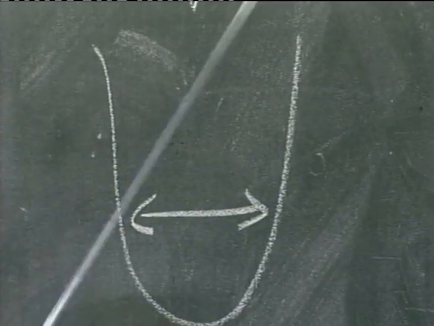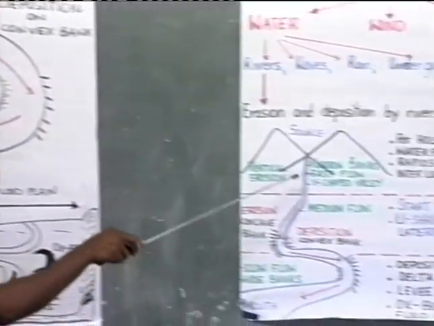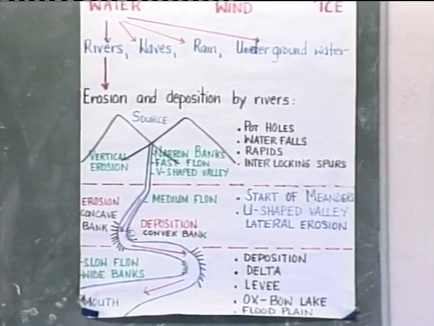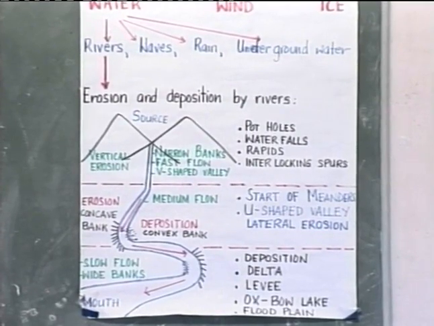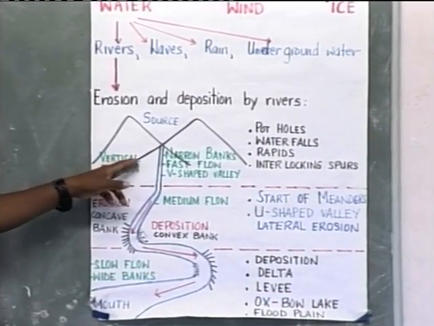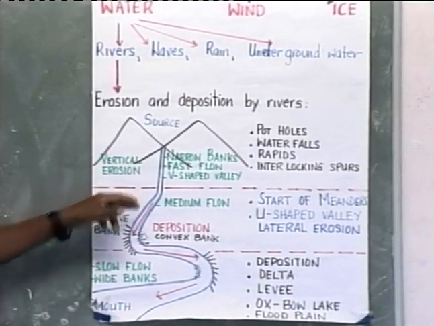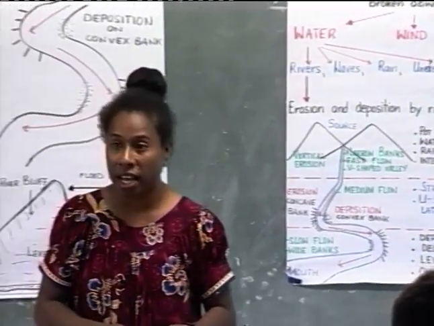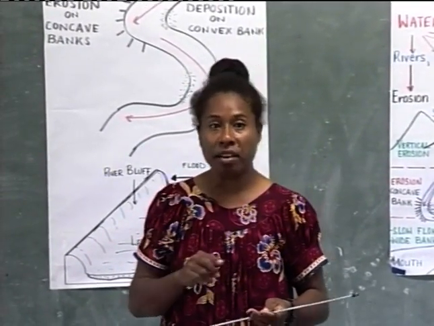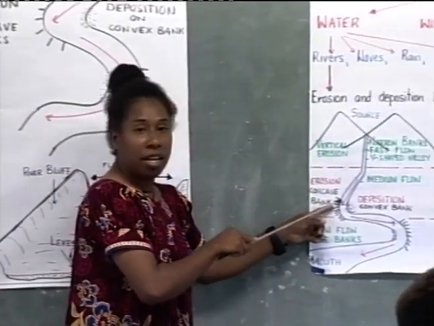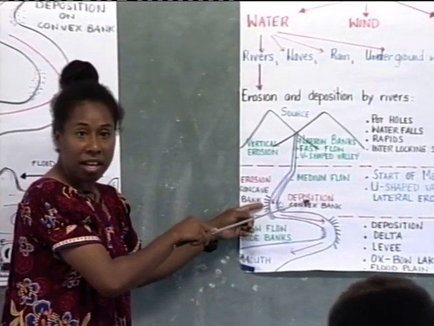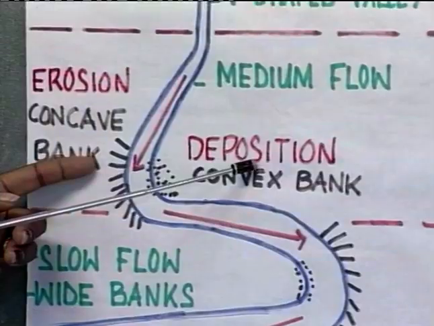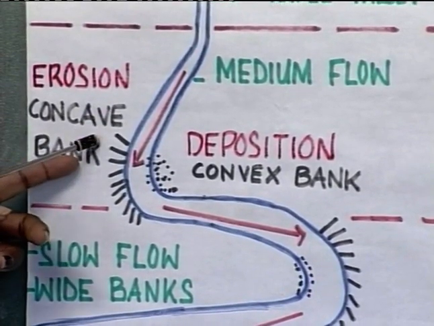By the time the river flows to the second stage, the water is flowing a little bit slower in comparison to the first. Therefore, that effective power of eroding head-on is no longer there. As a result, the water slows down and it starts to twist and turn, or it starts to meander. And because of the meandering, on the banks or the sides of the river, deposition will start taking place on the convex side, and erosion will continue on the concave side.